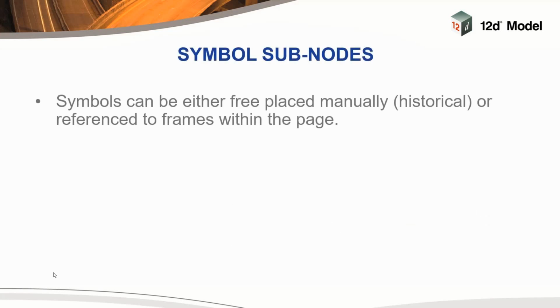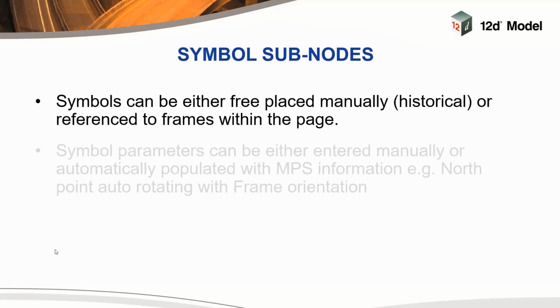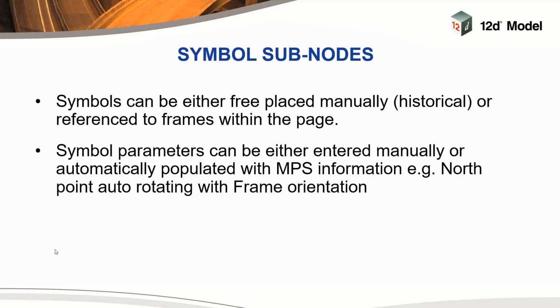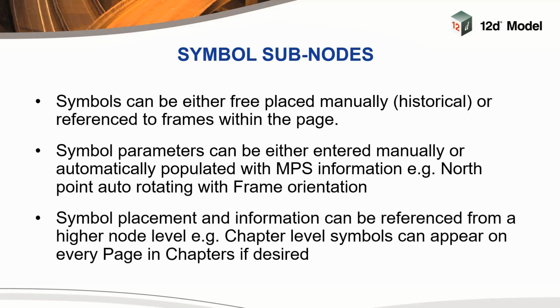Okay, then on to symbol subnodes. Symbols can be either free-placed manually or they can be referenced to frames within the page. And the parameters for these symbols can either be entered manually or automatically populated with MPS information. For example, a north point orientation can either be entered manually or taken from the frame orientation. And symbol placement and information can be referenced from a higher node level, i.e. a symbol can be attached at a chapter level, and these symbols can appear on every page in a chapter if desired.